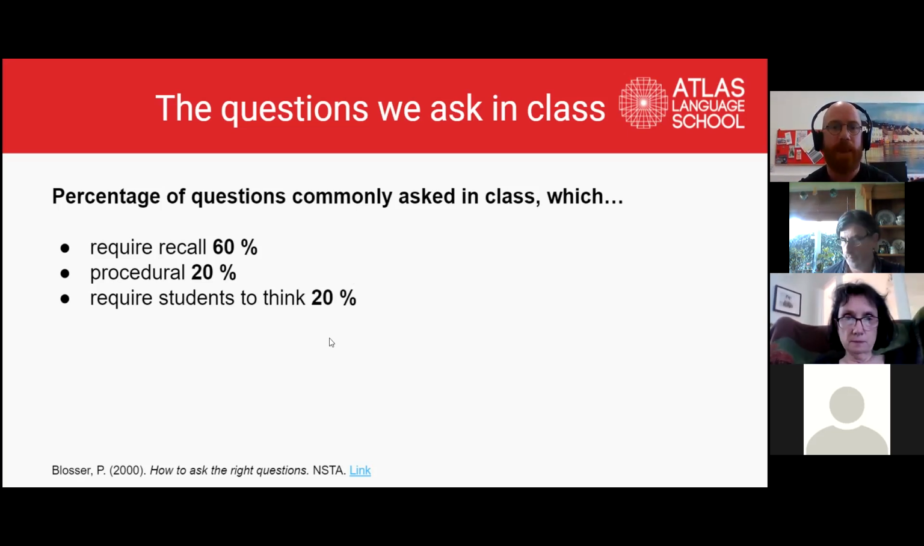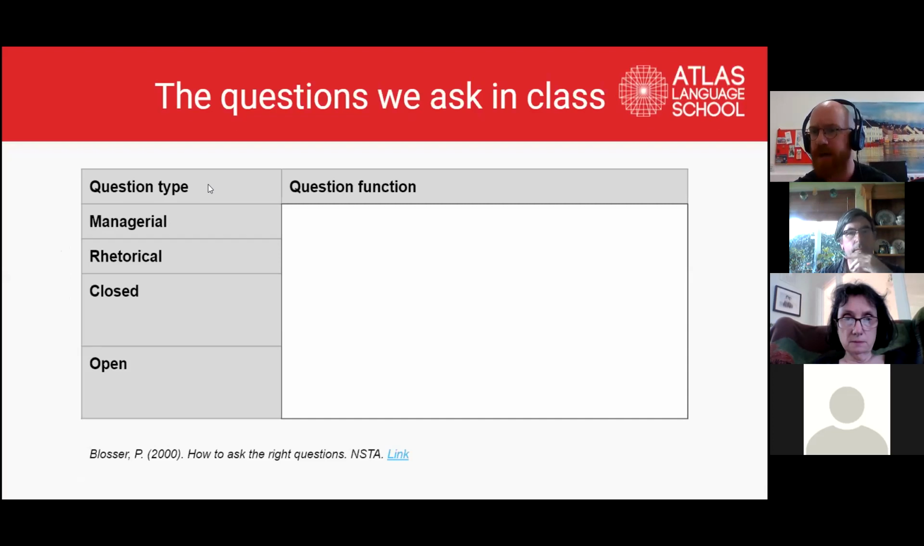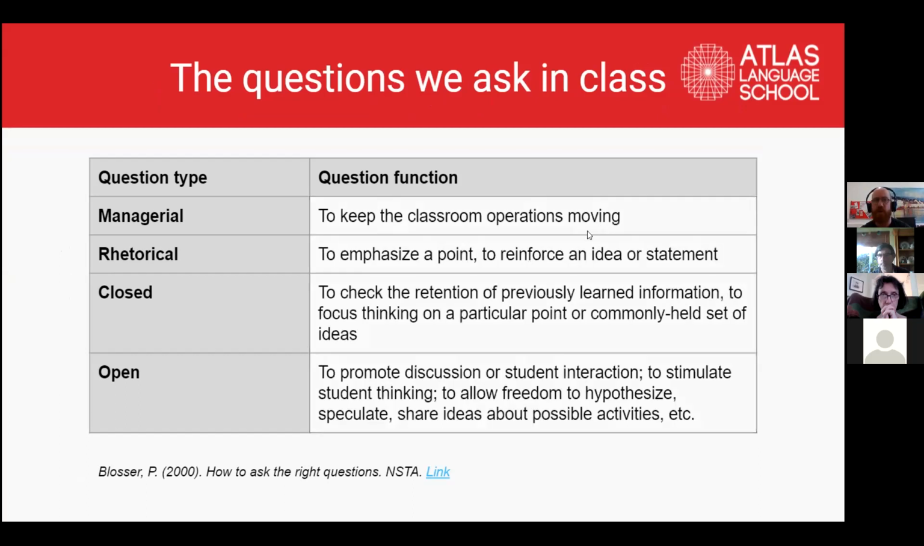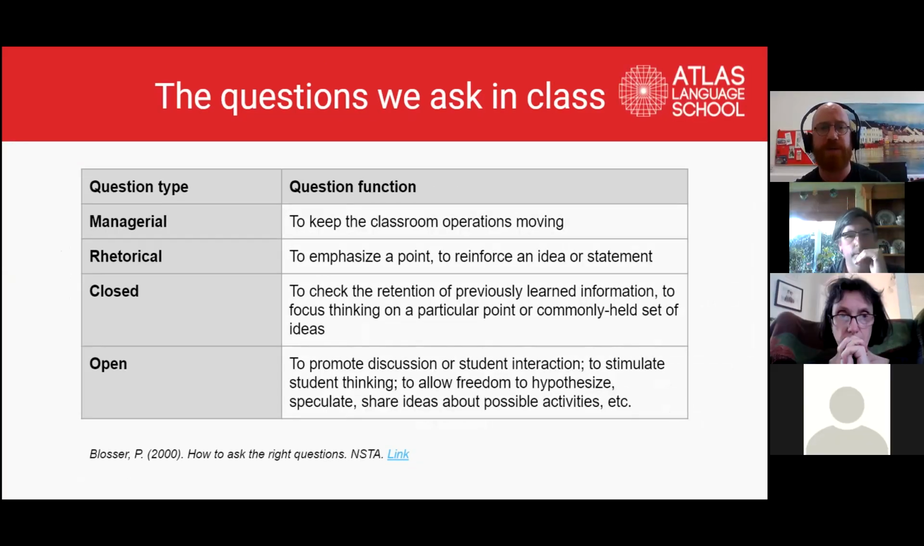So looking at questions a bit more, the types of questions we use, hopefully my computer will work now. Okay. So we can also break down question types into managerial, rhetorical, closed, and open. So let's look at how we can break these down. Managerial can be to keep the class operations moving, so once again, the procedural, the instruction questions. Rhetorical, to emphasize a point, to enforce an idea or statements. Closed, to check the retention of previously learned information, to focus thinking on a particular point or commonly held set of ideas. And also open, to promote discussion or student interaction, to stimulate student thinking, to allow freedom to hypothesize, speculate, share ideas about possible activities, etc.